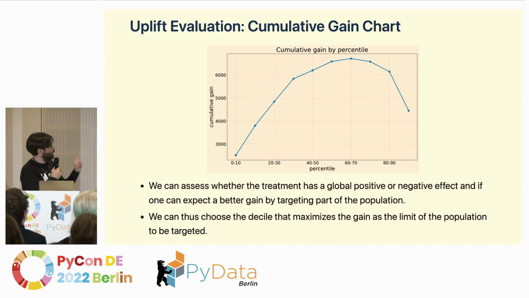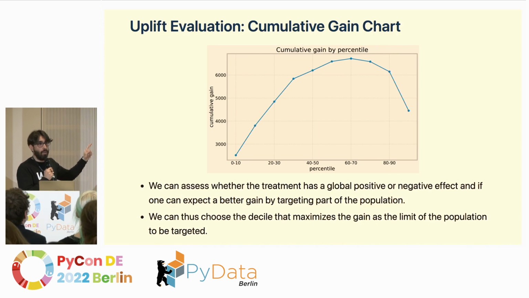So the last point of the plot would be, okay, the percentile is kind of 100, so I target all of the users. And if this is above 0, so to say, this is your cumulative gain. So even if you send the emails to everyone, you still saw positive uplift, which is fine. And this is something that you at least would expect. But notice that there's a maximum around 60 and 70%.